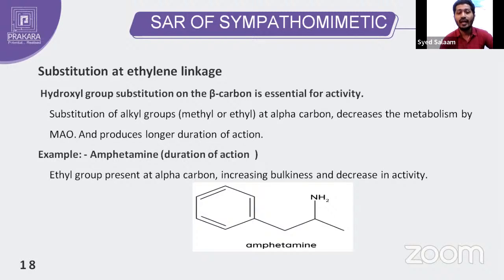Substitution of an alkyl, methyl or ethyl group at alpha decreases metabolism by monoamine oxidase and produces a longer duration of action. For example, amphetamine has a methyl group attached, so it has this CH3 on the alpha carbon, which shows the longer duration of action of amphetamine.